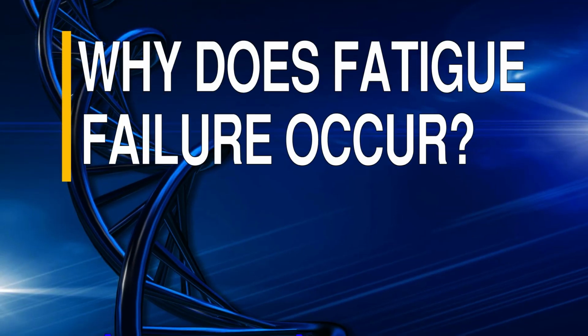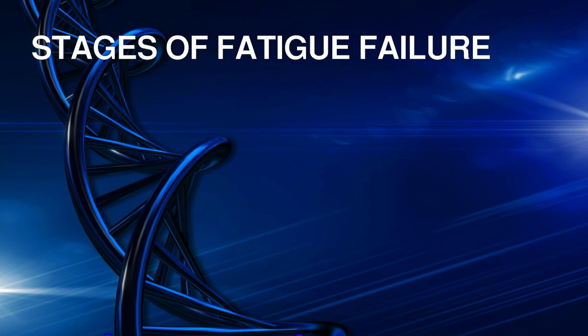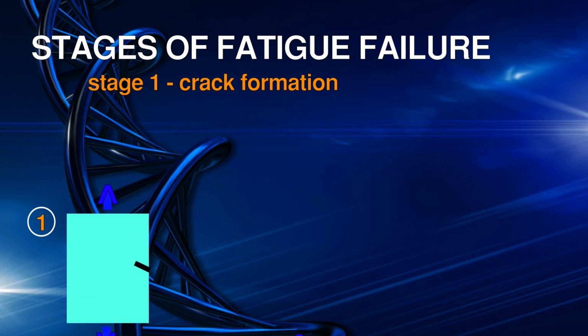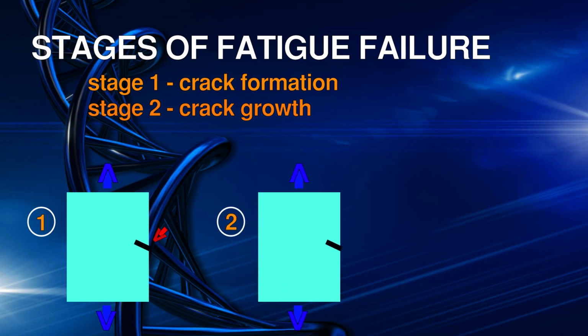Why does fatigue failure occur? Fatigue failure occurs due to the formation and propagation of cracks. It is a three-stage process. Stage 1 is crack formation. This usually occurs at free surfaces and at stress concentrations. Stage 2 is the crack grows in size. And in stage 3, after the crack has grown to a critical size, fracture occurs.